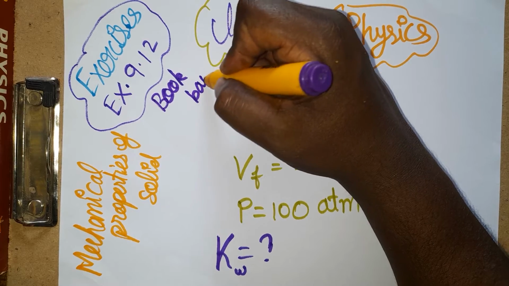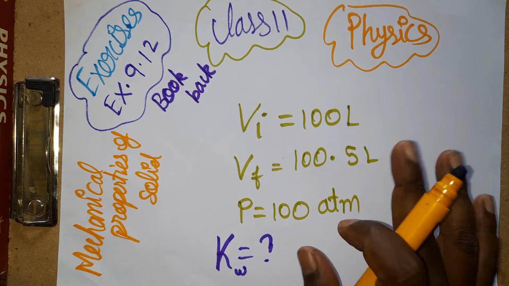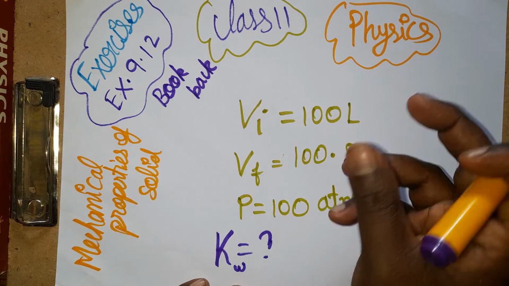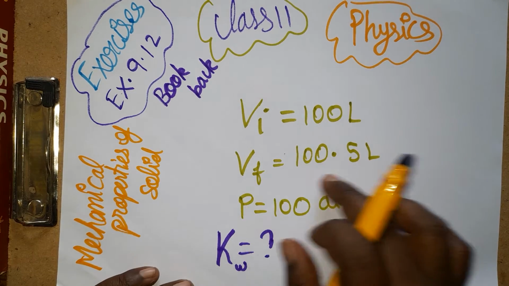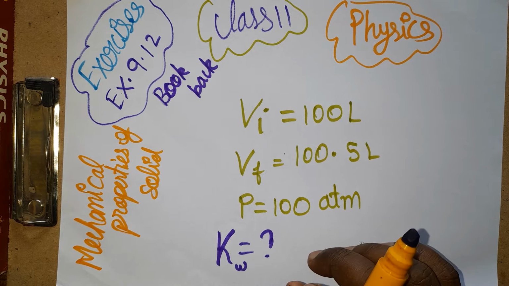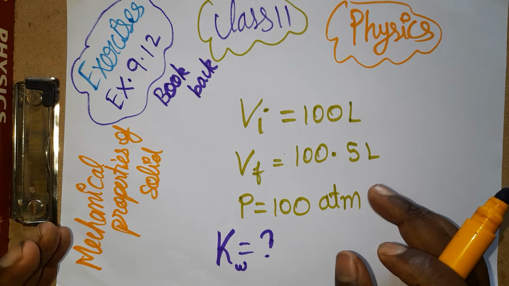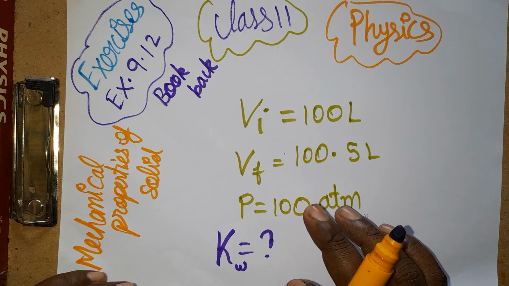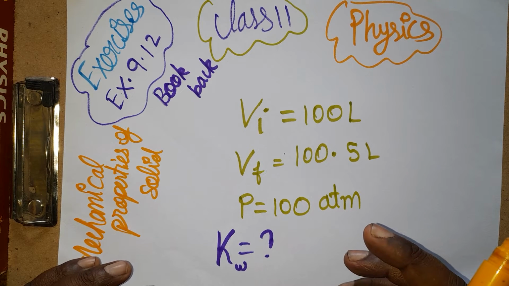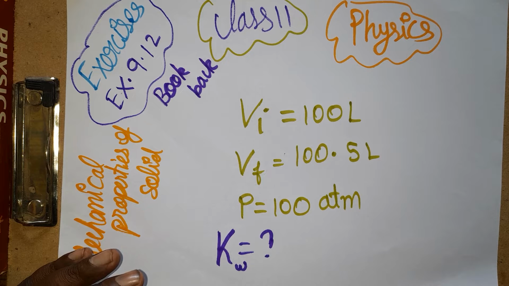First we will see what the given data is. Initial volume is given as 100 liters. After we applied the external force, the final volume is 100.5 liters. The pressure applied on the liquid is 1000 atm. They want the bulk modulus of the water, and also the ratio of the bulk modulus with respect to air.